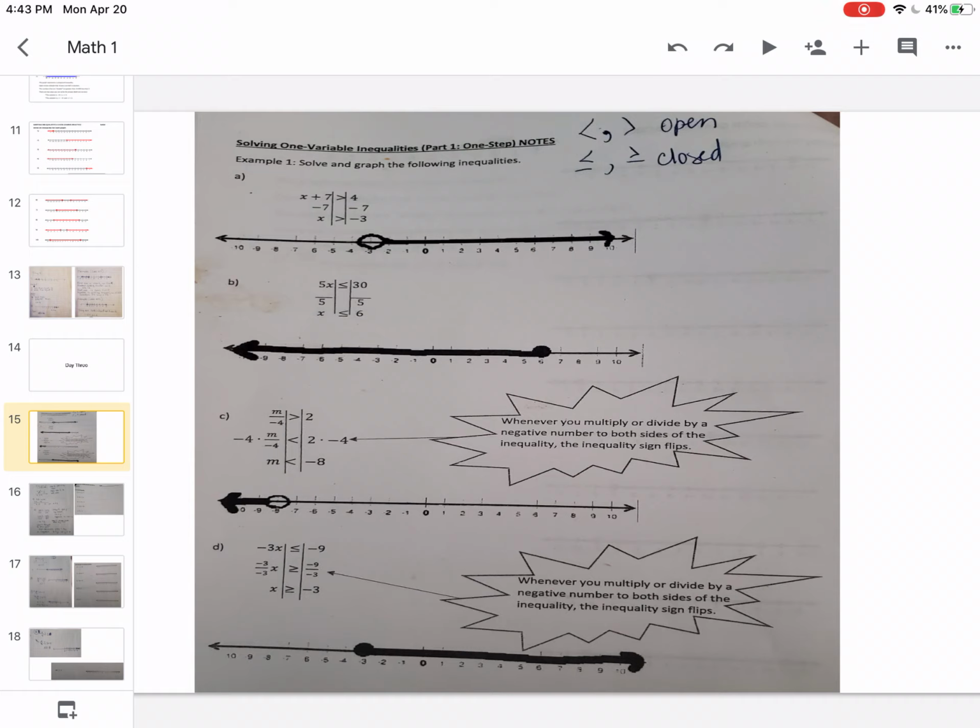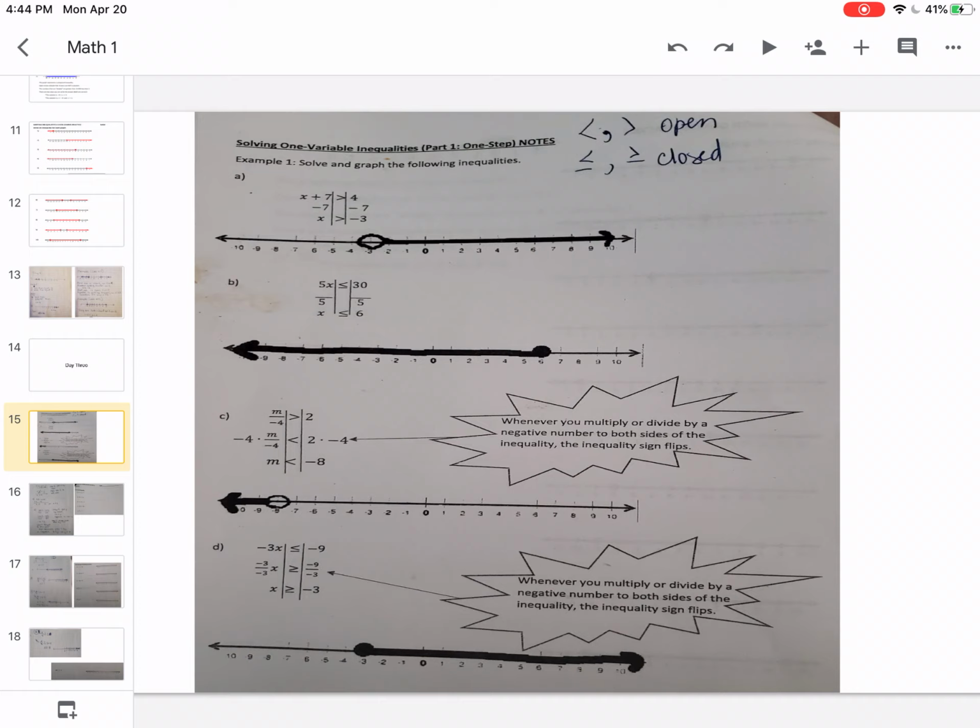On the next one we have 5x is less than or equal to 30. To get the x by itself, you have to divide because it's 5 times x, so you always do the opposite. So divide by 5 on both sides. When you divide 5 into 5, you have x, and your sign comes down, and then 5 goes into 30 6 times. So x is less than or equal to 6. You color in your dot, and it's less than, so it's going toward the negative numbers.